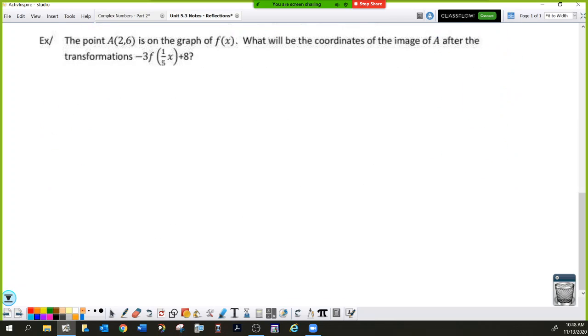Okay, last question, guys. I'm telling you, (2, 6) is on your curve. Whatever your curve is, (2, 6) is on it. I want to know where the image lands after those four transformations. Luckily, there was a single transformation on the x's. So what am I going to do to my x values? You're going to multiply by 5. So the x image will be at 10.